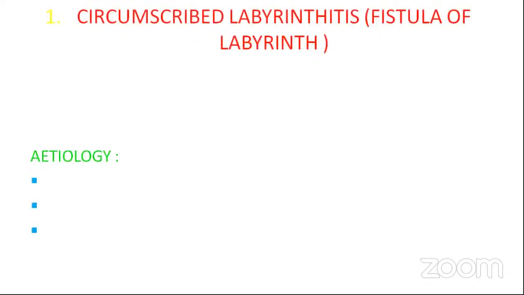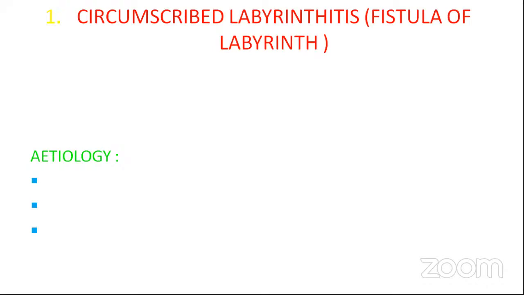Moving on to labyrinthitis. So labyrinthitis is divided into 3 types. There is circumscribed labyrinthitis, diffuse serous labyrinthitis, as well as diffuse suppurative labyrinthitis. So circumscribed labyrinthitis is actually the labyrinthine fistula.